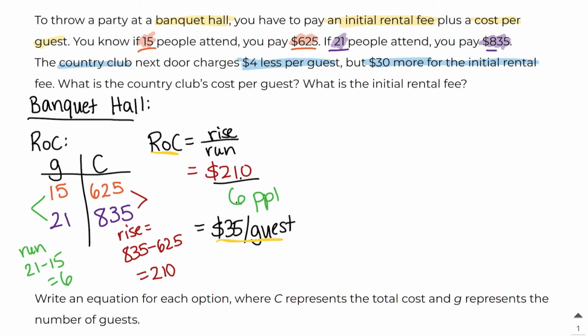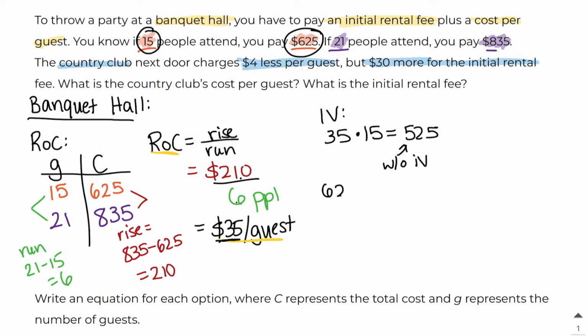Now we need to find our initial value. And this is still for the banquet hall, right? So our initial value for the banquet hall, if we know that we are paying $35 per guest and we know that 15 people attended, when we multiply those values, we know that we have to pay $525 without the initial fee or without the initial value, okay? With the initial value, we know that we have to pay $625. So we have to subtract those two values, and now we know our initial value is $100.